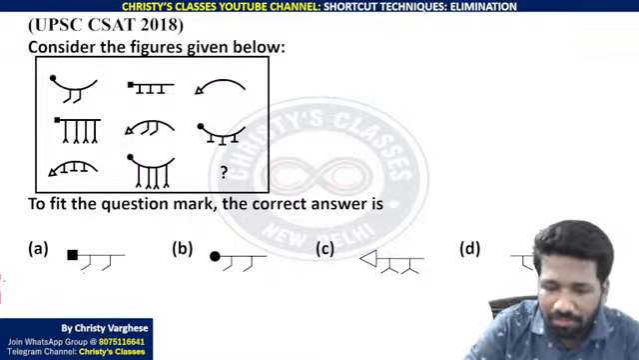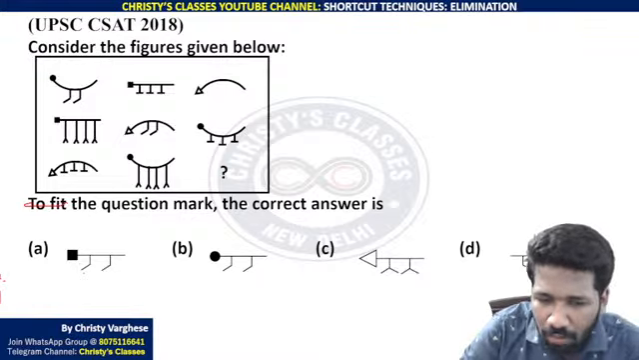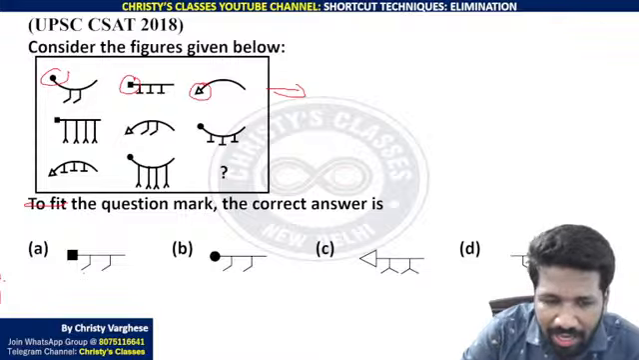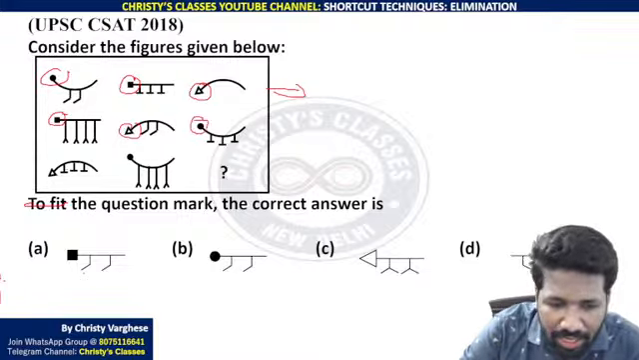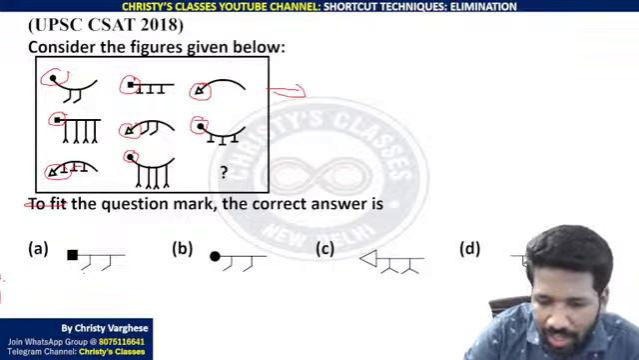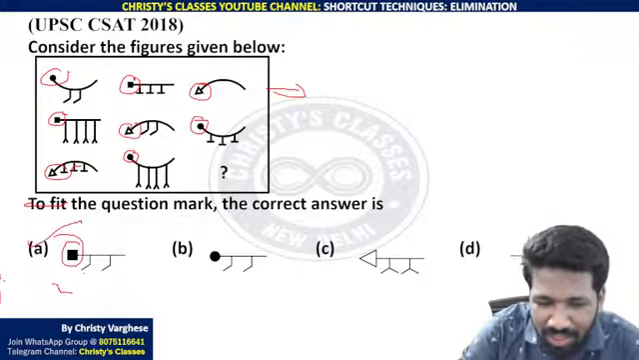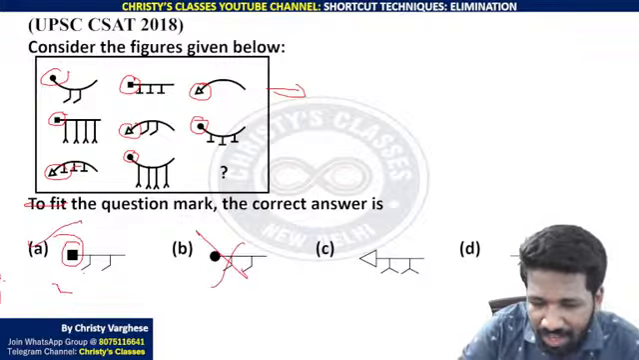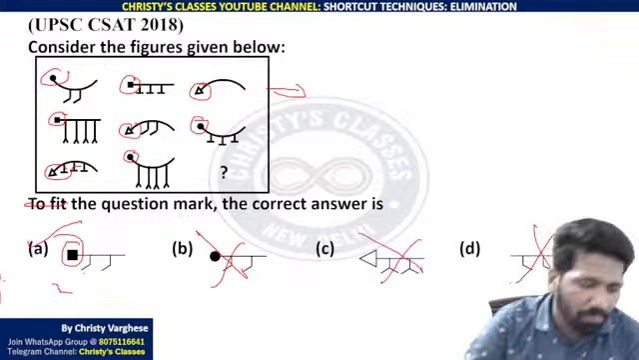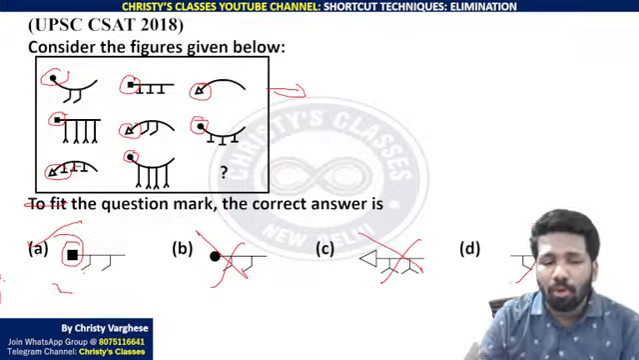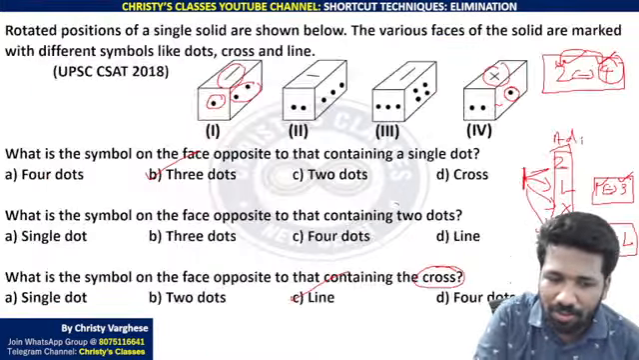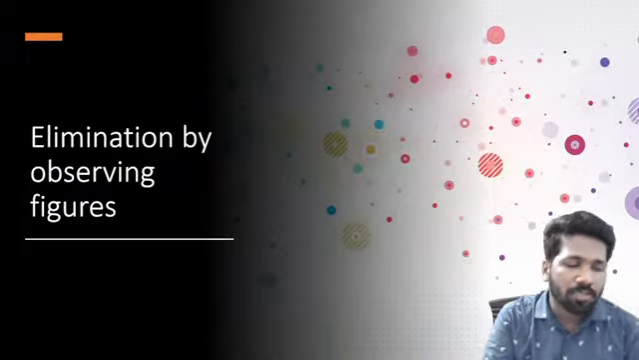Due to lack of time, I will start explaining. If you think row wise, each row has a circle, square and a triangle in it. Square, triangle and a circle. Triangle, circle. So definitely a square is missing. The only option which has a square is option A. How easy it is. Especially in figure based questions like this, the possibility of elimination is even more. That is what I want to emphasize: elimination by observing figures.